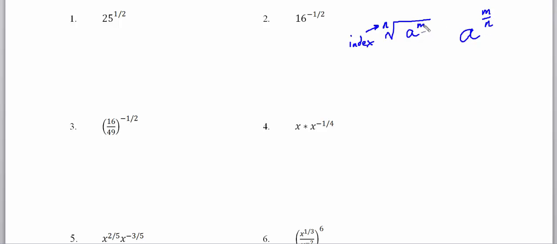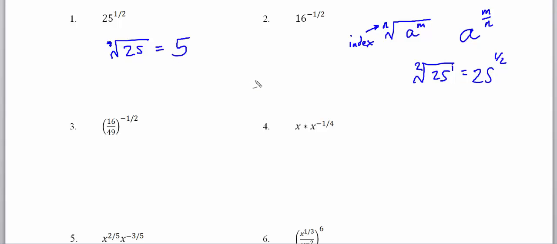And most of the time the m is 1, so if we ever have like the square root of 25, since this is the index of 2, the square root, and that's the power of 1, another way of writing that is 25 to the 1/2 power. And oh look, here's our first example, 25 to the 1/2 power. Now we can rewrite that as a radical right here, the square root of 25. We normally wouldn't put the 2 there in our final answer, but this simplifies down to 5.